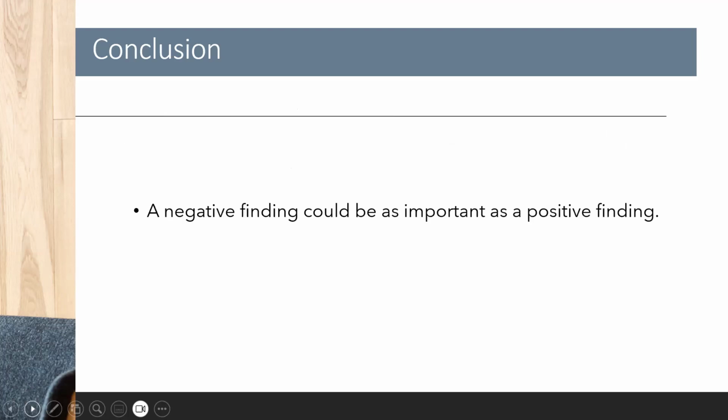One very important thing: a negative finding could be as important as a positive finding. So just report the results as you found them. Be very honest and transparent with your conduct and reporting of your study. Because while people think that positive findings are the way to go, the truth may actually lie in the negative findings. So let's stop that bias for positive findings and respect negative findings the same way.